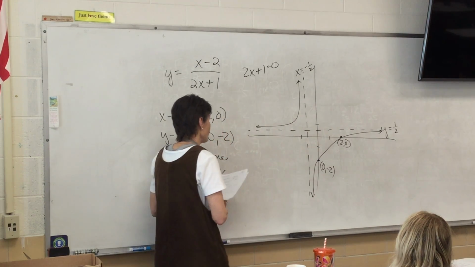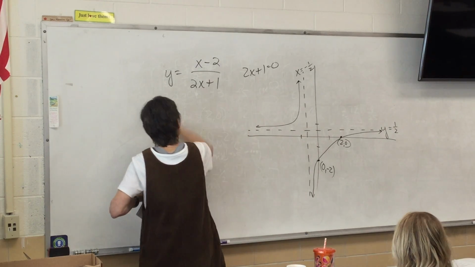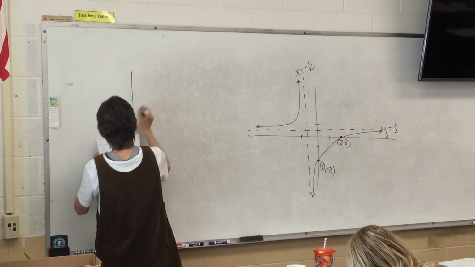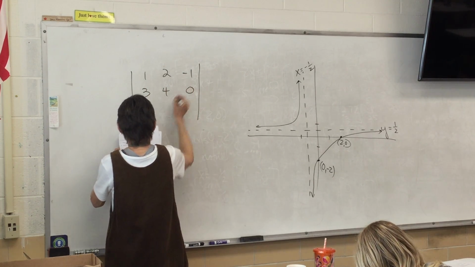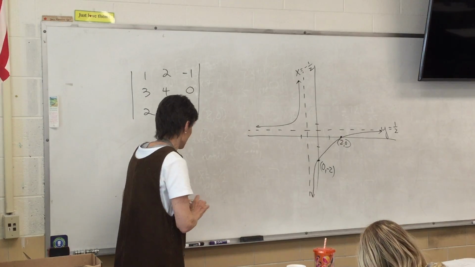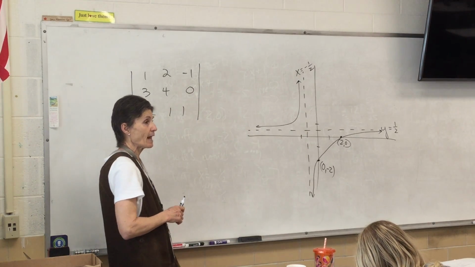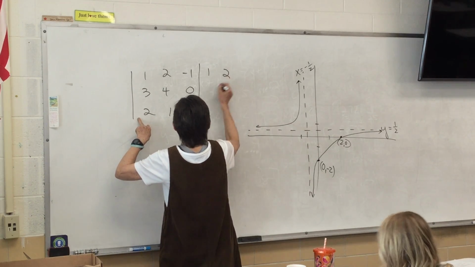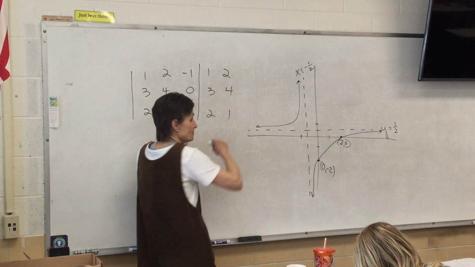Number 4, evaluate with no calculator. Do you remember how to do this? Yes. This is called a determinant. And you are going to evaluate it. All right, someone new. Abby? You write the first 2 to the right and then do the diagonal. 1, 2, 3, 4, 2, 1. So I recopy the first 2 columns.